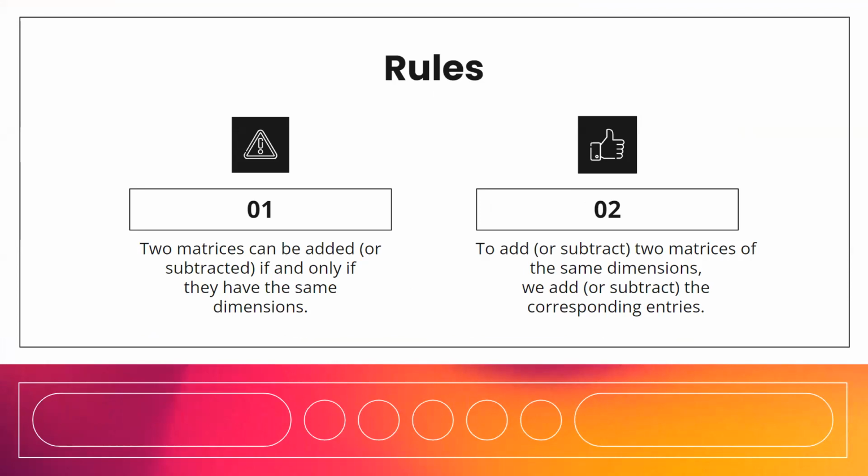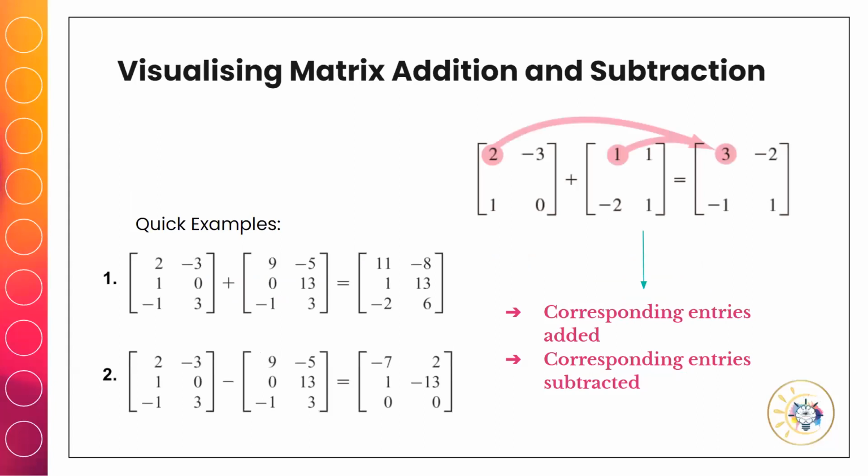And the second rule is that to add or subtract two matrices of the same dimension, we add or subtract the corresponding entries. What do you mean by corresponding entries? Here, we can visualize it. It's much clearer. So we added the first entry with the second matrix's first corresponding entry, and we added the second entry with the second corresponding entry, which gave us the final answer.